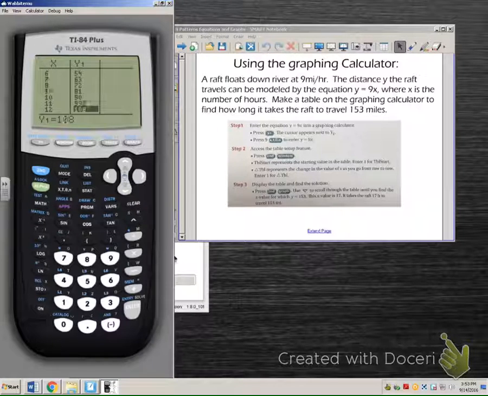So let's look down here. When does it get to 153? 17 hours. So when 17 hours has passed, I have traveled a total of 153 miles. So that's exactly what we want to do today.